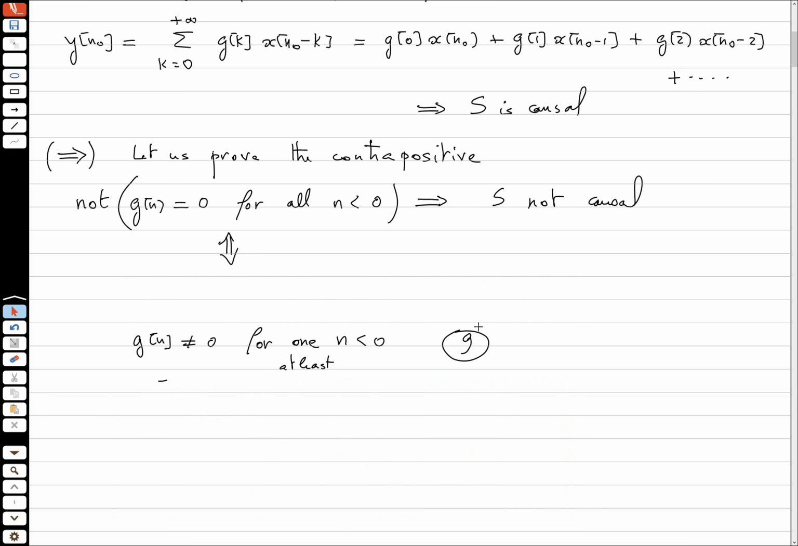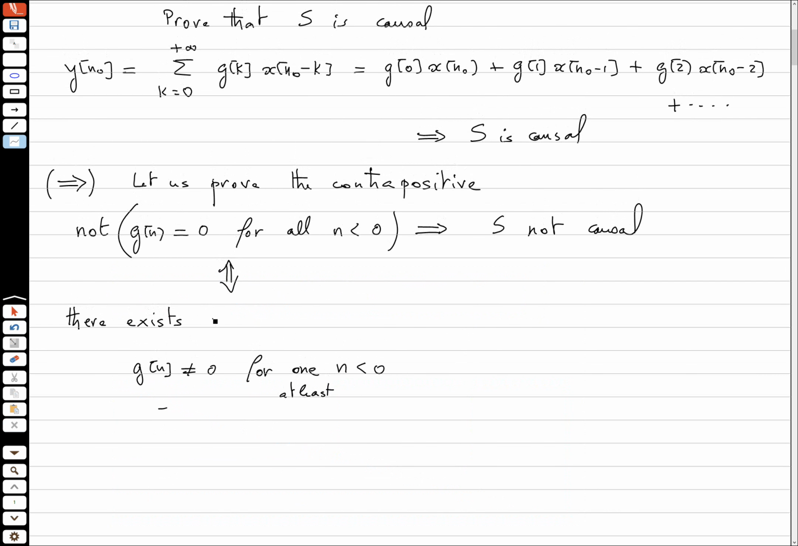All right, so another way to state this is to say there exists n1 negative such that g of n1 is non-zero. That's the exact opposite. Right? So we're going to assume this, and we're going to prove that S is not causal.